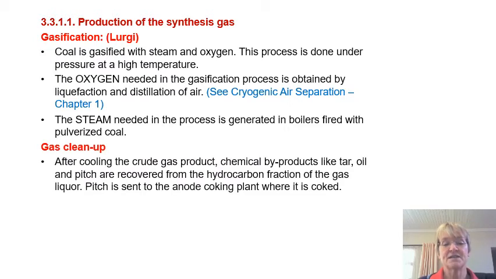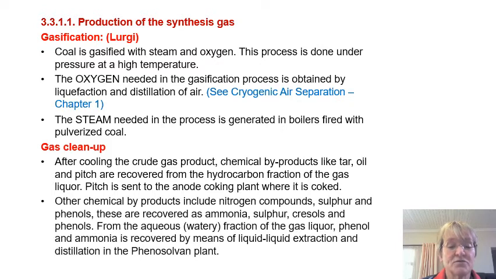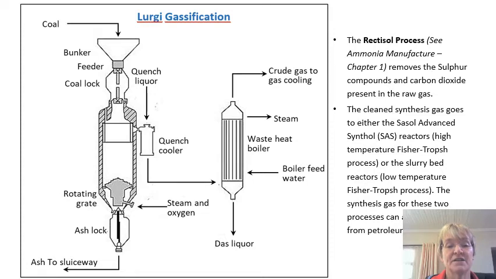Then the gas cleanup needs to be done. Tar, oil, pitch are recovered from the fraction of the gas, and the pitch is sent to the anode coking plant, where it is also changed into coke that can be used as reducing agents again. Other chemical products are nitrogen compounds, sulfur, phenols, ammonia, etc. There you just have an indication of the Lurgi gasification.